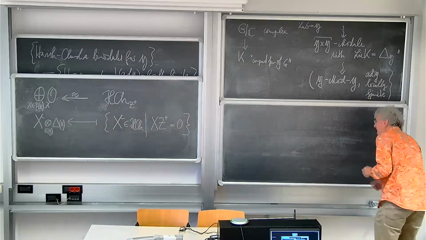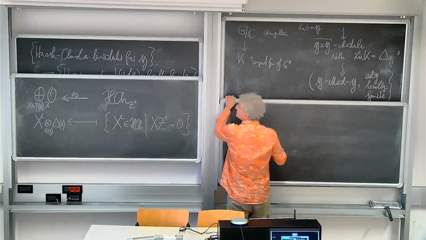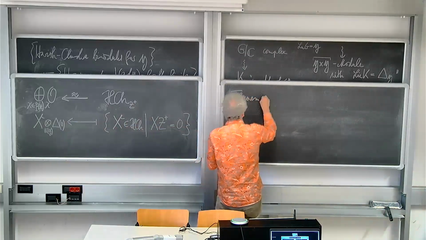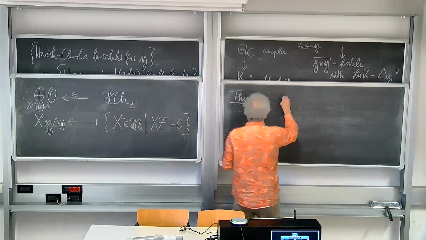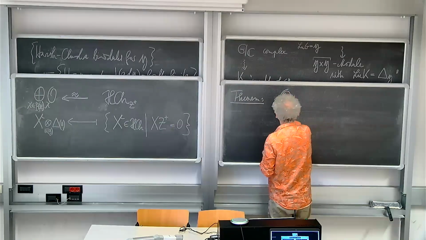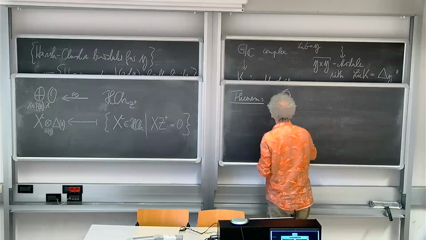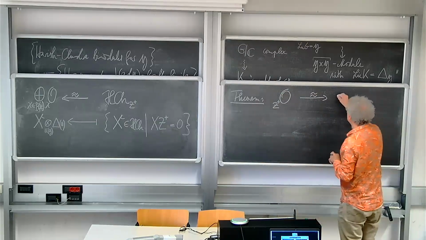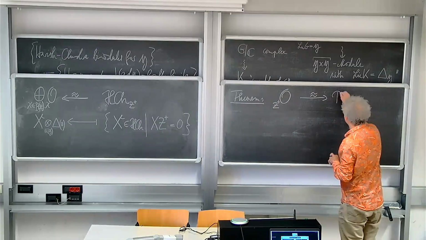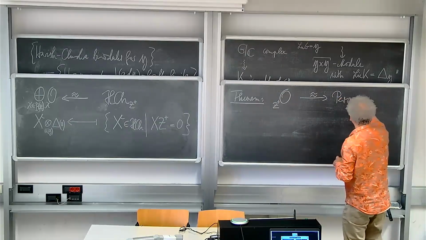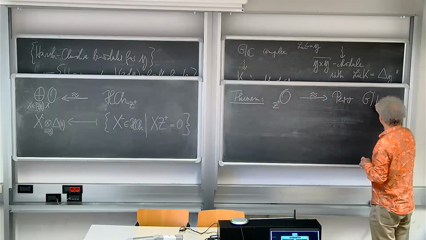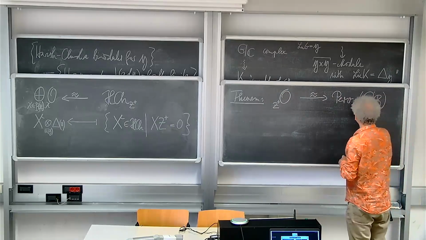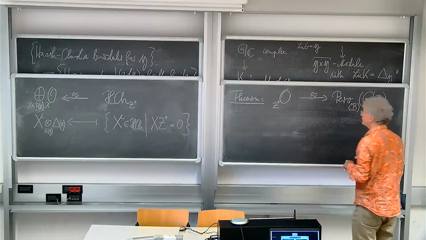Namely, this category O, carried by Z plus, is equivalent to perverse sheaves on V mod V, constant on V orbits.